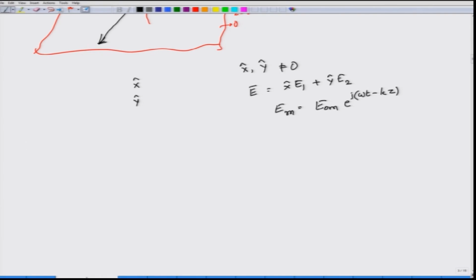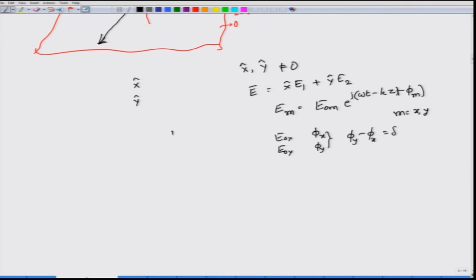These waves are propagating along the same direction, but they might have different phases. So, phi m, where m is equal to x and y, that is to say Ex is equal to Eox e to the power j omega t minus kz plus phi x, and Ey is equal to Eoy e to the power j omega t minus kz plus phi y. Depending on the amplitudes Eox, Eoy, as well as the phases phi x and phi y, or rather the phase difference phi y minus phi x, which you can call delta, you will have different polarizations.